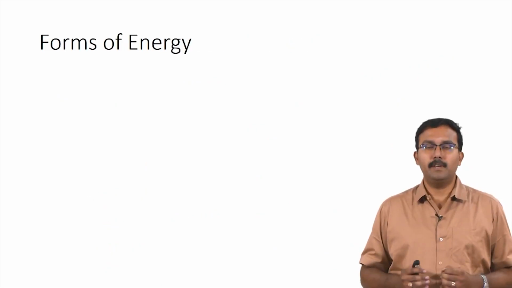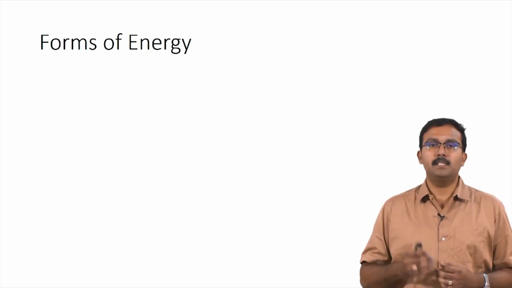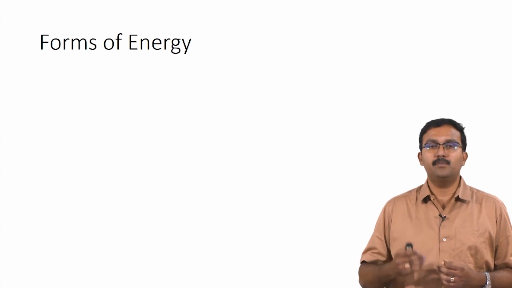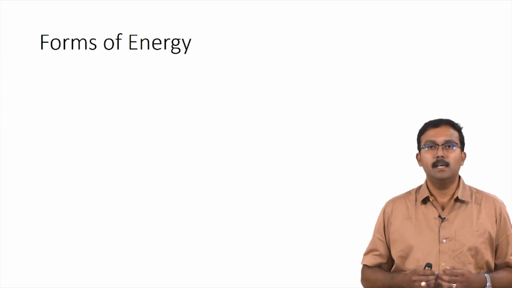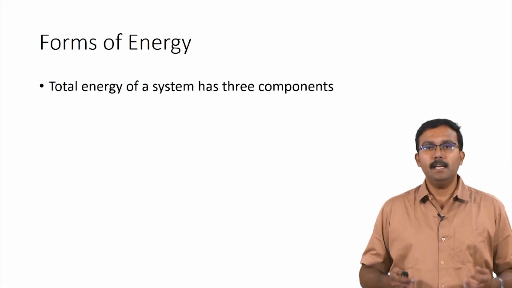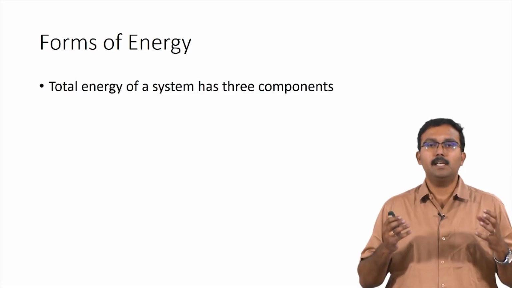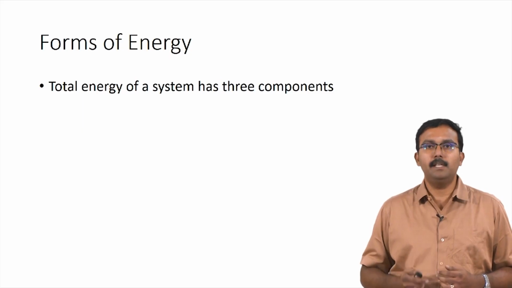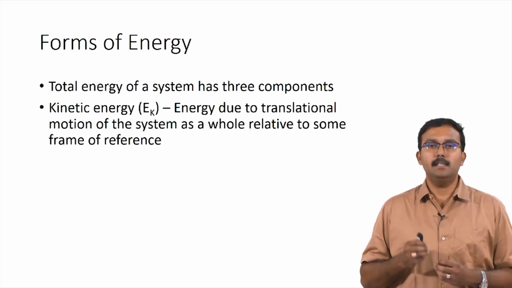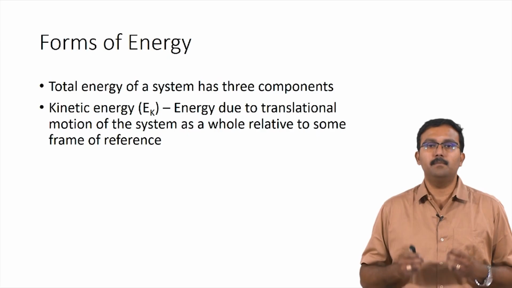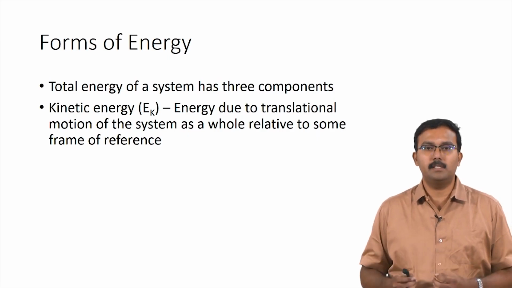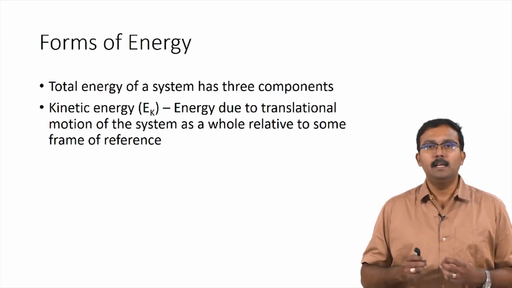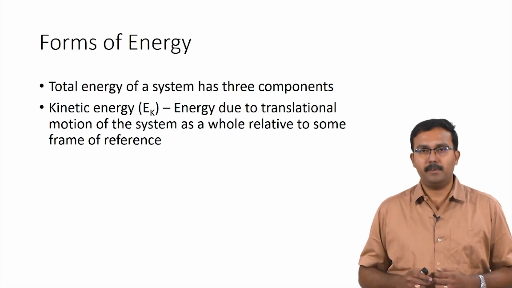Other than the two forms of energy, heat and work, which are the ways energy is transferred between the system and its surroundings, there can actually be three different forms of energies which are inherently possessed by the system itself. The first type of energy would be the kinetic energy. Kinetic energy is the energy possessed by a system due to translational motion of the system as a whole relative to some frame of reference.